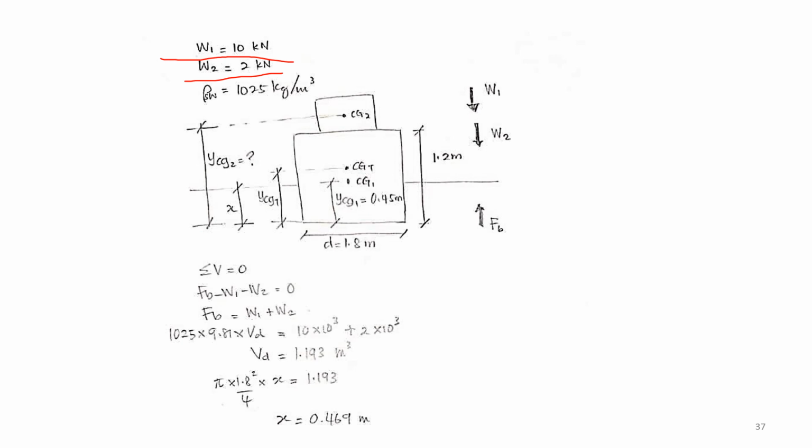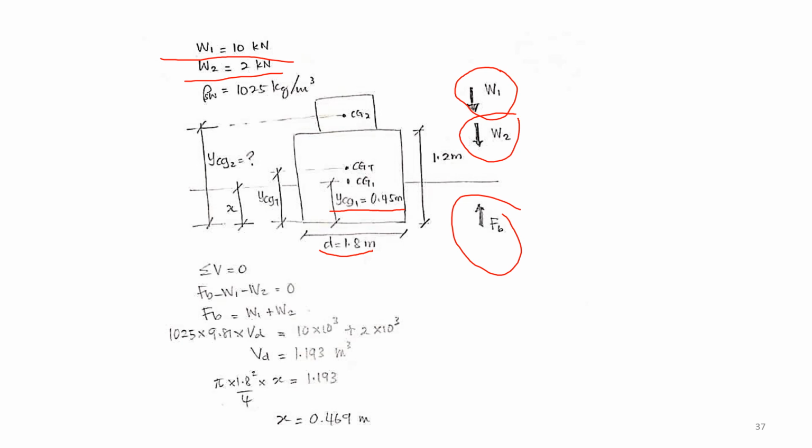floats on salt water. Okay, so first things first, draw the FBD. We have the buoyant force, the upthrust, and then we have the weights, and then the height of the cylinder, 1.2. Then you can label the YCG, because the YCG for the cylinder is given, and then the diameter 1.8. Then let's imagine how the question looks. We have the YCG, and then we need to find the YCG for the 2 kN load, so that we can have another YCG total. And also the x. The x is the depth of immersion we need to find first.